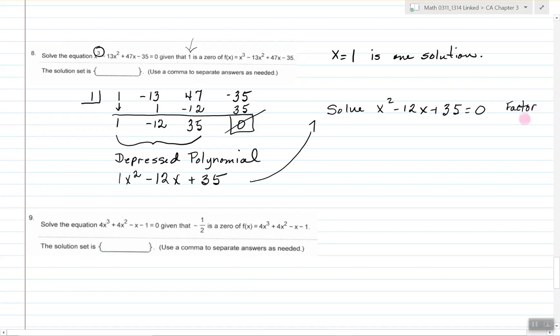You can factor. You can use the quadratic formula. You can complete the square.